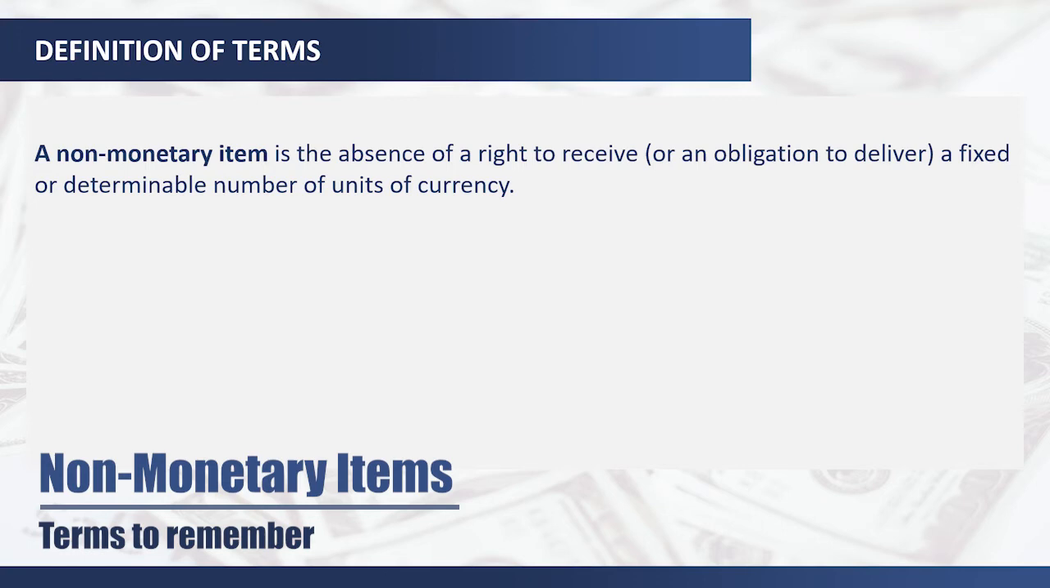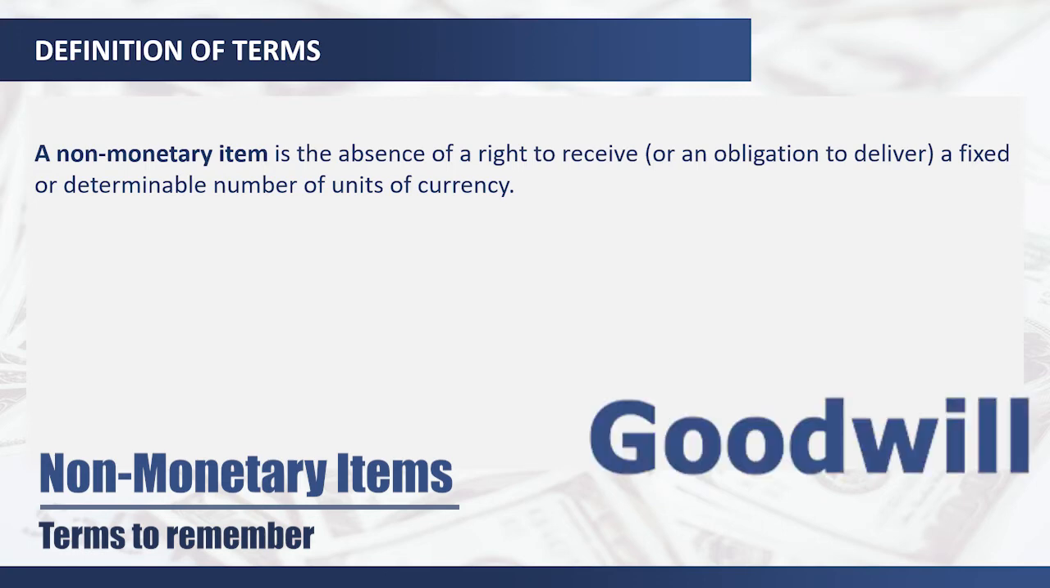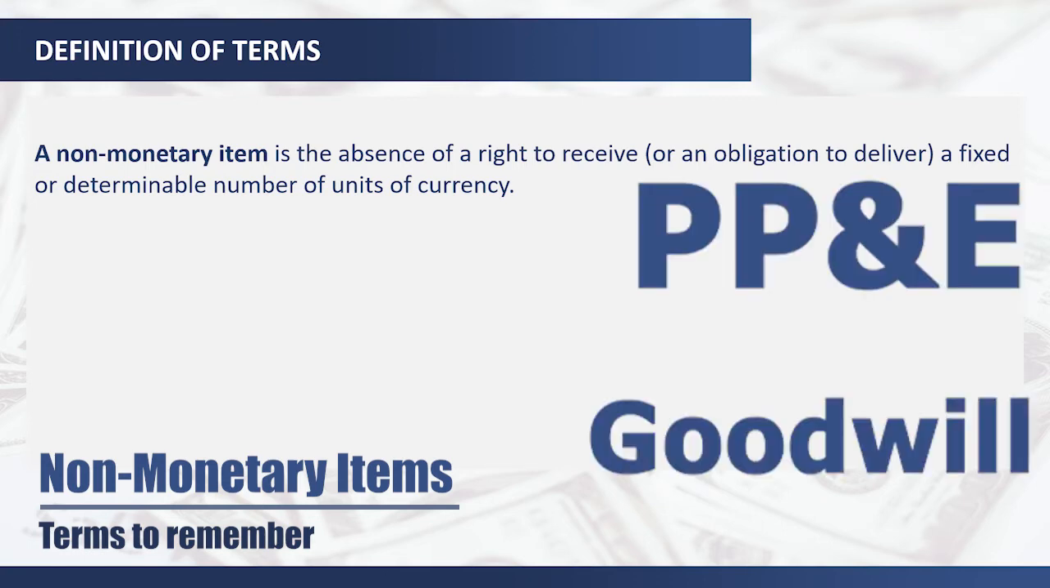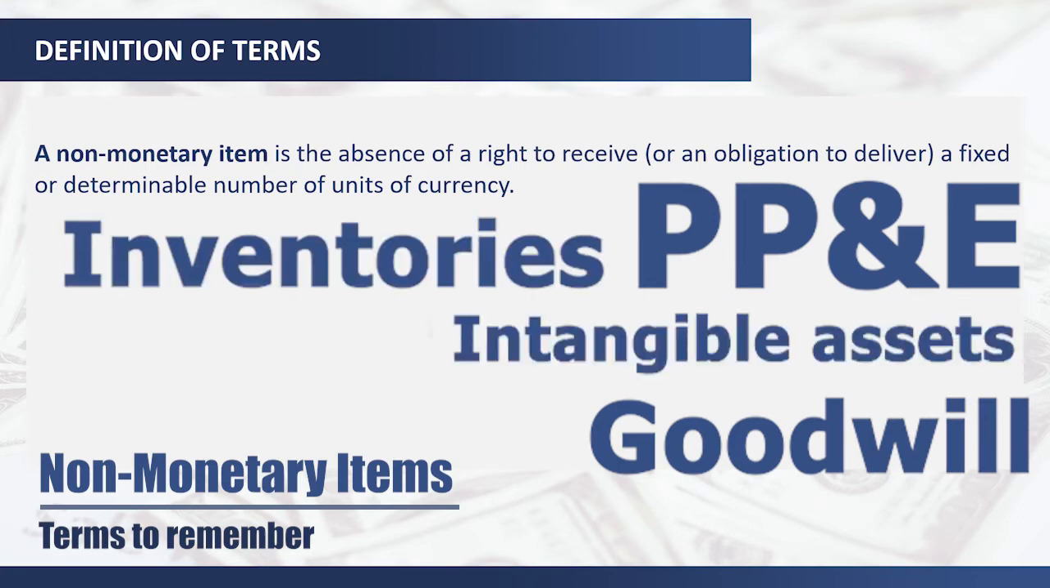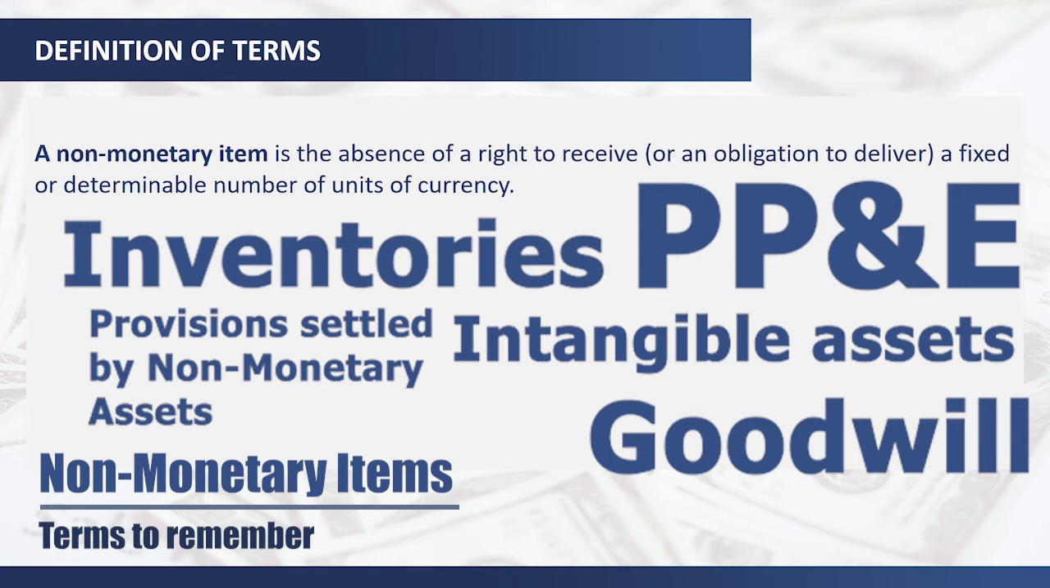Examples of non-monetary items include goodwill, property, plant, and equipment, intangible assets, inventories, and provisions that are to be settled by the delivery of a non-monetary asset. In general, these are assets and liabilities that exist in the balance sheet but are not normally expected to be collected or settled using monetary items such as cash.